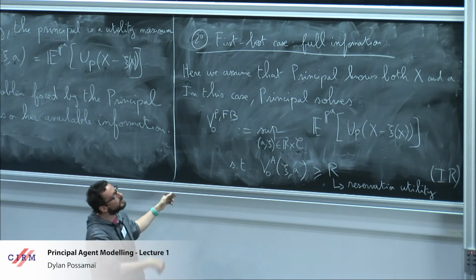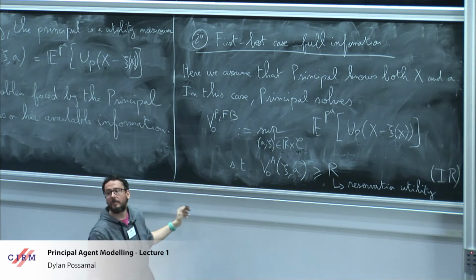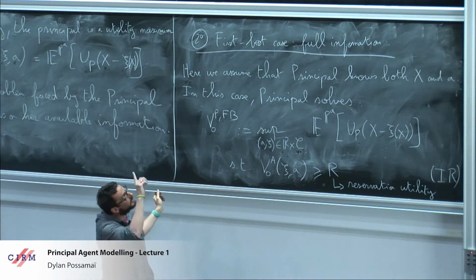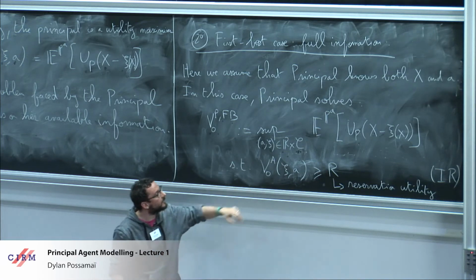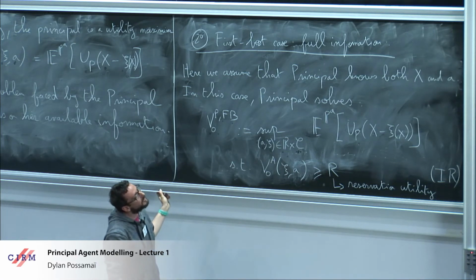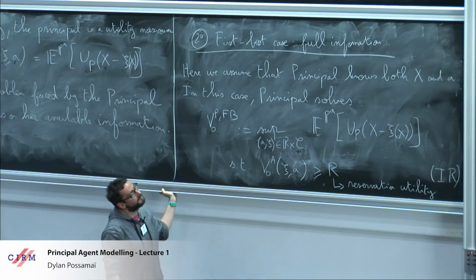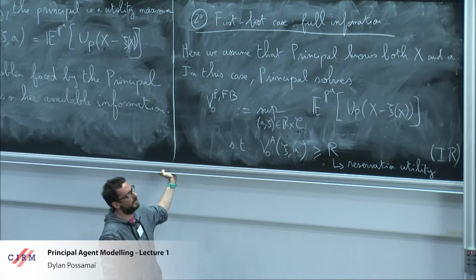But let me just show you what type of intuitions you can get from solving those problems in the two cases I showed you for the specification of VA, because that tells you already what typical shapes of contracts you should expect. You can already see that at that level.